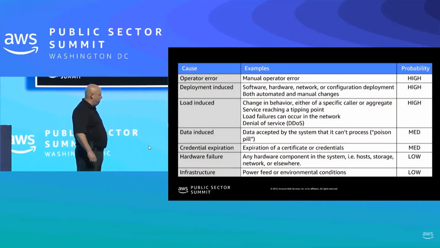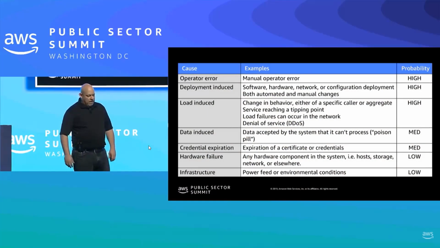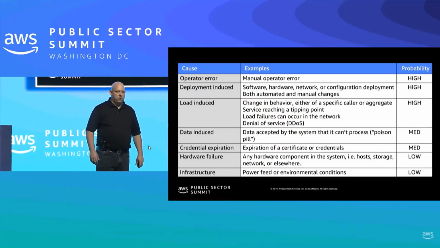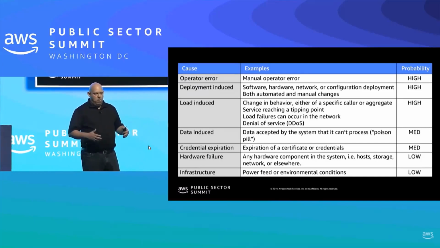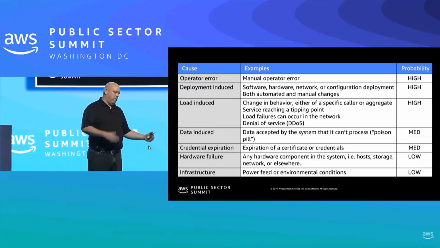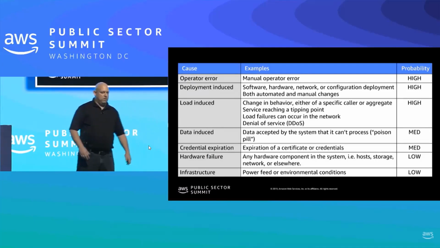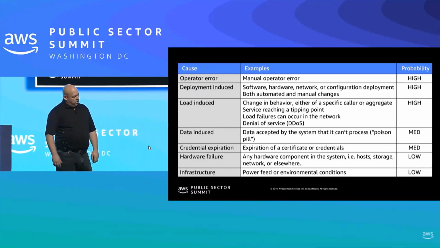The next is deployment induced. I think we see deployment as one of the largest causes of failures in systems. When you go from dev to test to production, as you get a more advanced automated system, you're going to be better off. But a lot of times you're deploying something to production and somebody forgot to open a firewall rule, or they forgot to change something on one of the boxes that's running. Maybe some of the data has changed.